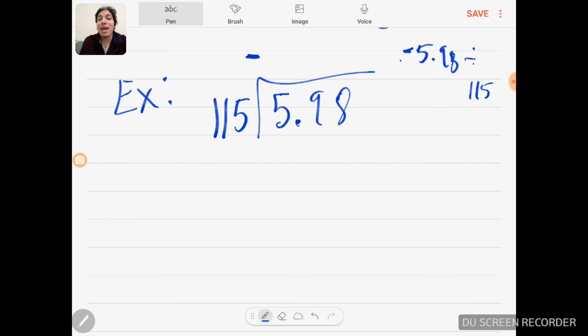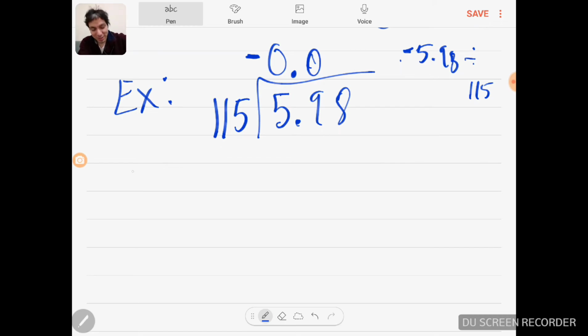Now, can 115 go into 5? No. Put a 0. Put a decimal point there before I even move on to the next place value. So I'm looking at, can 115 divide into 59? No. So I add another 0. Can 115 divide into 598? Yes, it can.